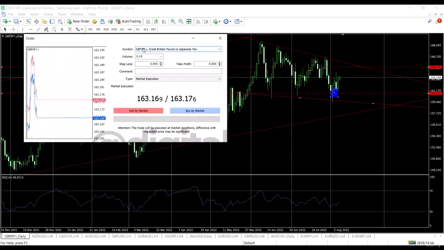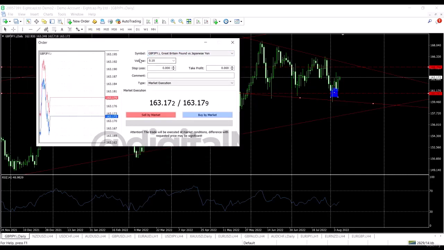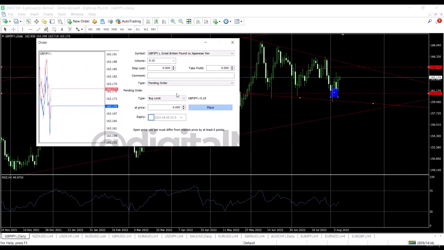So as you can see, this is GBPUSD we're looking at, and what you see as volume is actually the lot size. Volume stands for lot size. Then stop loss, take profit. Now when you come to type, you see that here is market execution, and you have the buttons to sell by market and buy by market. When you come here, there's a drop down menu where you can choose pending orders. Now when you click on type, you see that we have the buy limit, sell limit, buy stop, and sell stop.